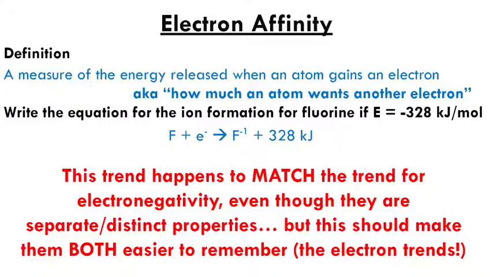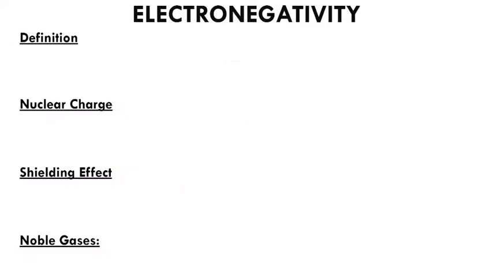But everything we say about the patterns for electronegativity is going to be true about electron affinity as well. And this should make it easier for you to remember these, because even though we've got a lot of different trends with a lot of different elements, both of these electron trends, the words that start with electron, are both going to have the same pattern, the same greatest element. So let's talk about electronegativity.